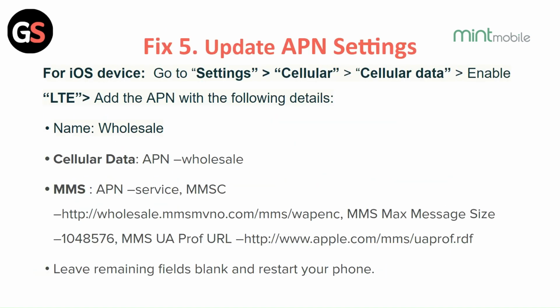Fix 5. Update APN Settings. For an iOS device, go to Settings, then Cellular Data. Enable LTE, add the APN with the following details. Leave the remaining fields blank and restart your phone.